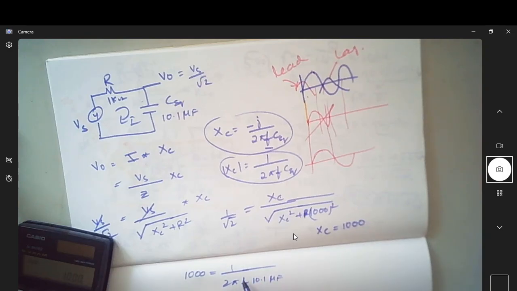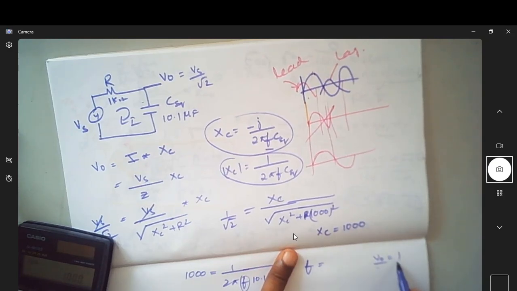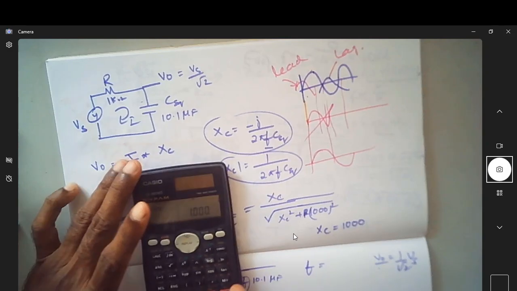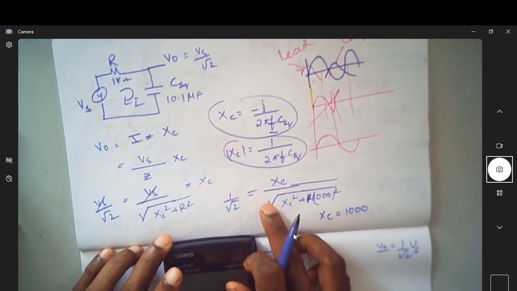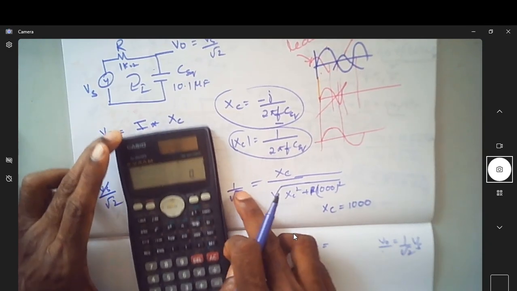So now it's very easy to find f. What is the frequency at which V0 is equal to 1 over root 2 times Vs? So that I can find. Before that, let me just tell this again, how I got it. I will redo it.